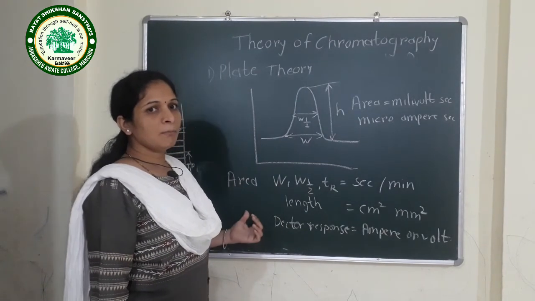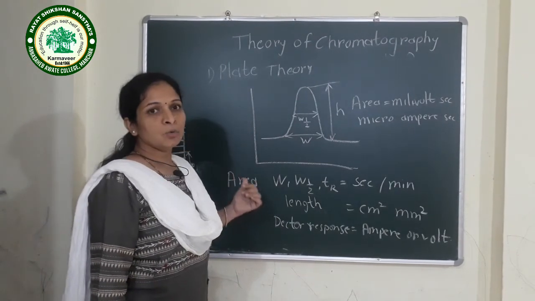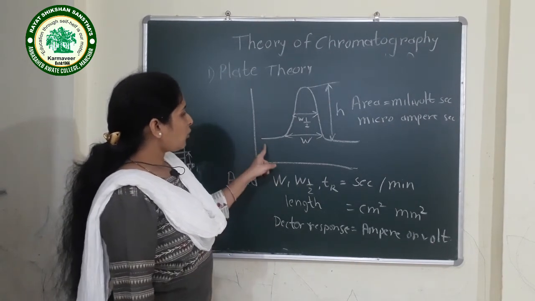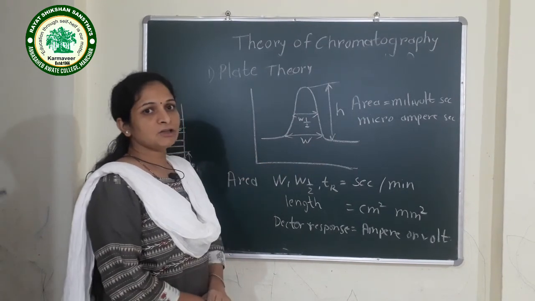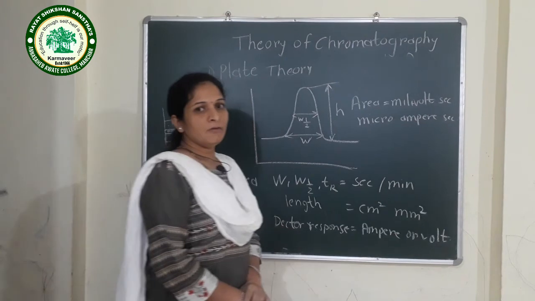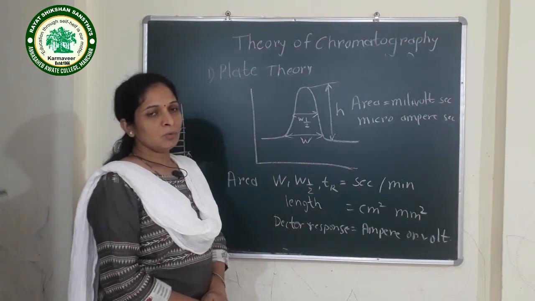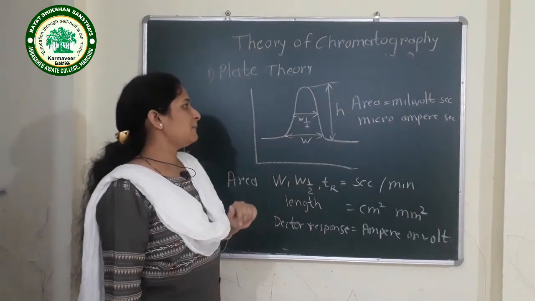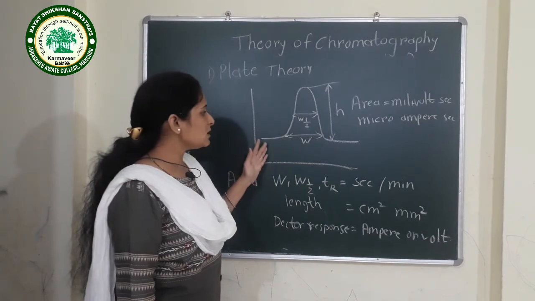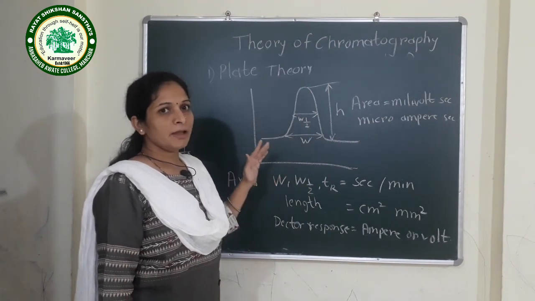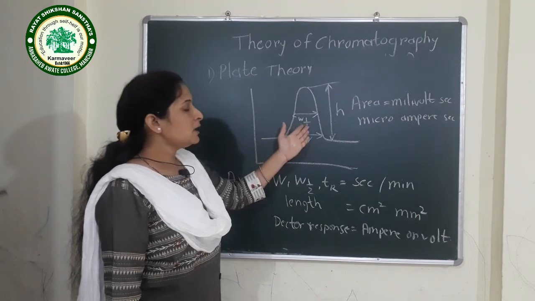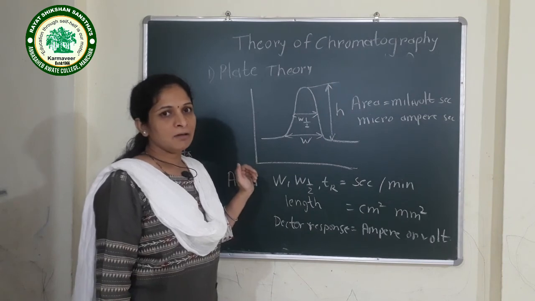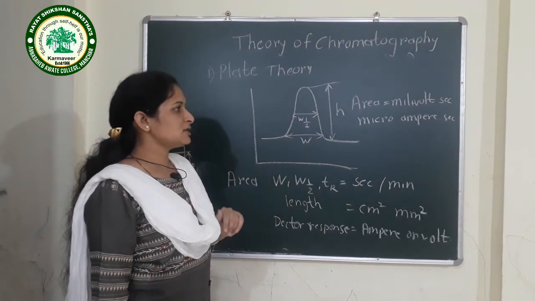Then we related that number of plates equation to the retention time. From the graph we derived the equation of the number of theoretical plates, which is given by 16 into TR square upon W square. That equation is for the symmetrical peak. Then we derived the equation for the unsymmetrical and broad peak, in which W is replaced by W half. Then we took the corrected retention time, and that equation is also given.